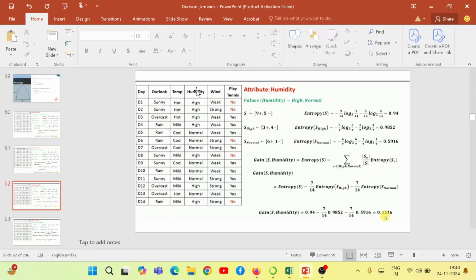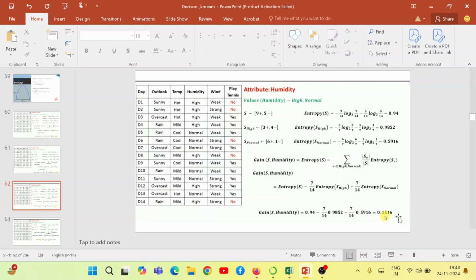Similarly, we have checked corresponding to humidity. The same method we have applied over here. If you solve this, the gain value is coming as 0.1516. Again, S corresponds to the entire sample. In humidity we have 2 values: one is high, another one is normal. In high, in total 7 options we have, in which 3 times the match has happened and 4 times the match was unable to be played. Similarly, normal, 6 times we have played the match, 1 time there was no chance to play the match. By using this information, we have calculated this data, and the information gain with respect to humidity is 0.1516.